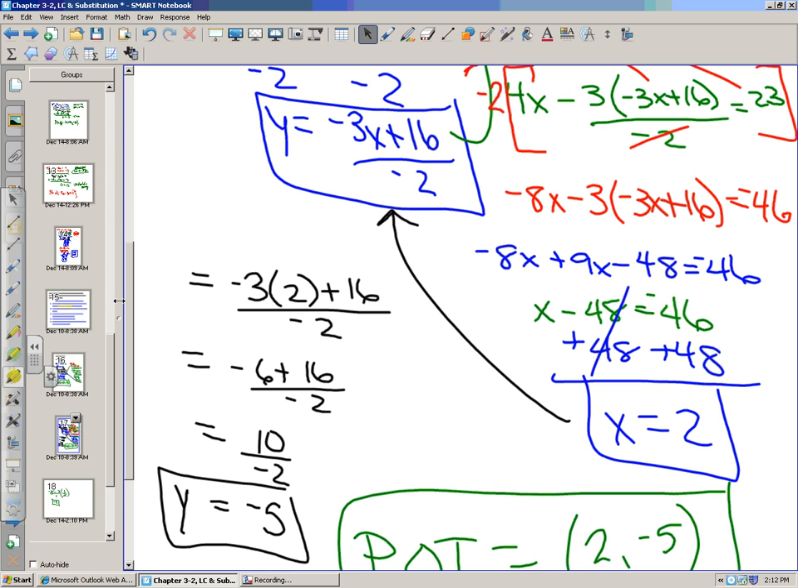This is what y equals. And then I took that 2, and I plugged it into the x. So negative 3 times 2 is negative 6, plus 16 is 10, divided by negative 2 is negative 5.